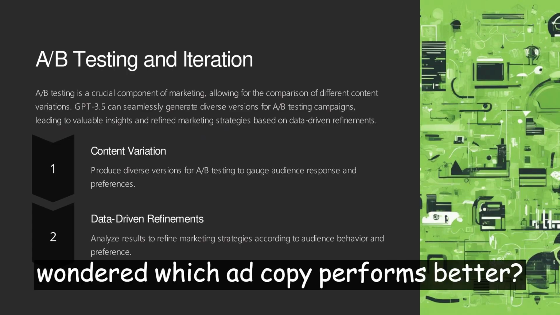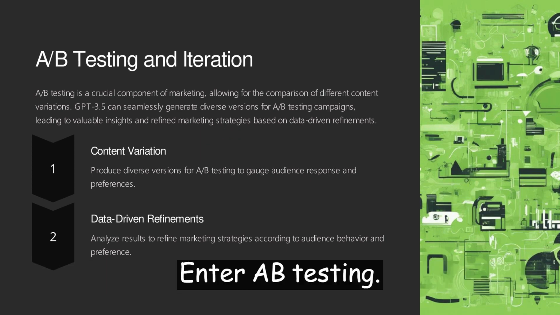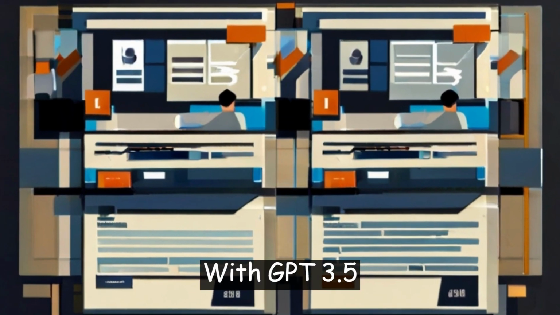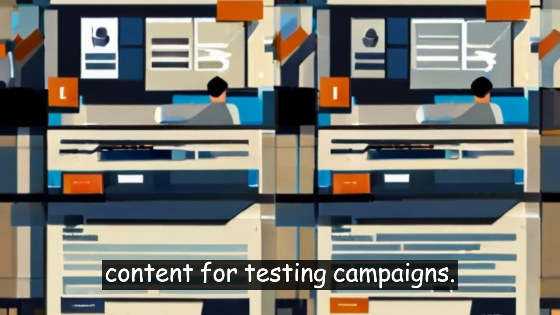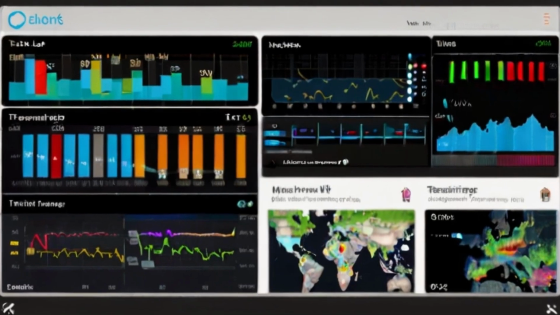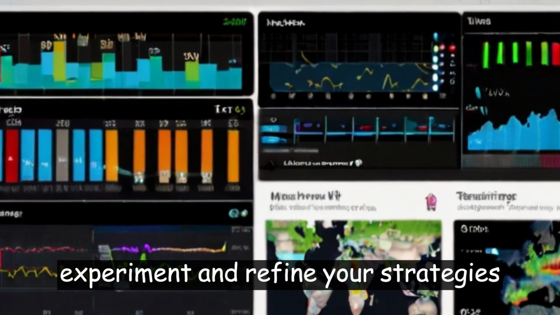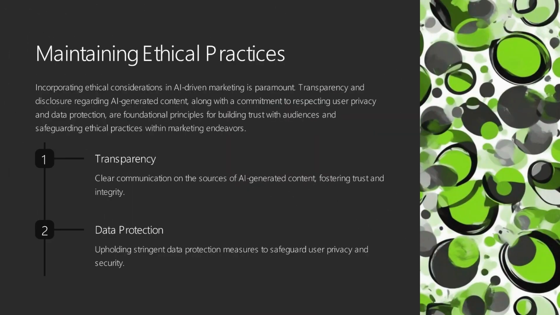Ever wondered which ad copy performs better? Enter A/B testing. With GPT 3.5, you can generate multiple variations of content for testing campaigns. It's like having a virtual lab where you experiment and refine your strategies based on real-time data.